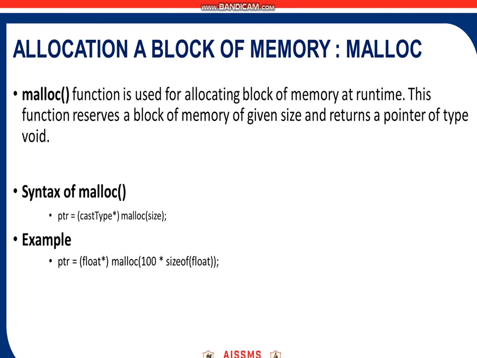First one is malloc. The malloc function is used for allocating a block of memory at runtime. This function reserves a block of memory of a given size and returns a pointer of type void. For using malloc, you can use the syntax: pointer, then casting type star, then malloc and the required size. For example, ptr = (float*) malloc(100 * sizeof(float)). In that case, the size 100 times sizeof float is allocated, and it is cast into a float pointer.